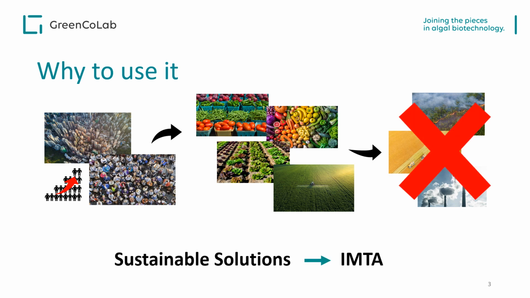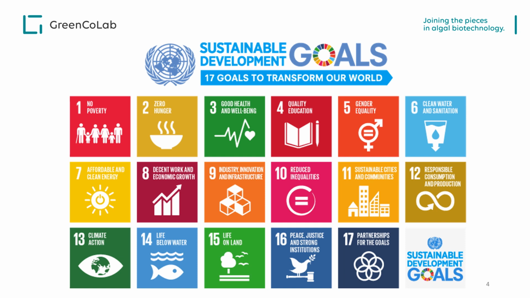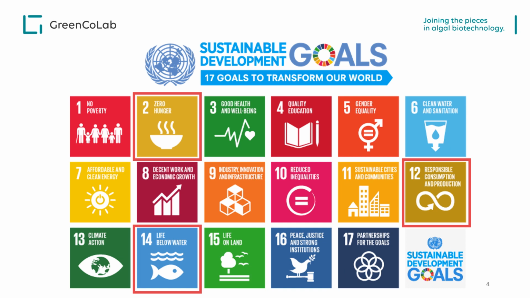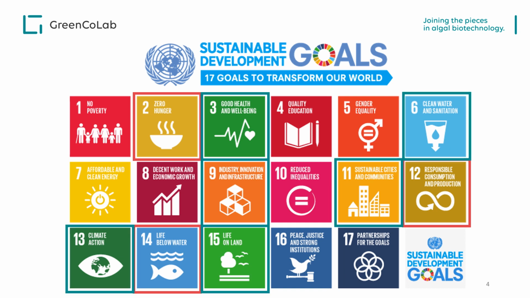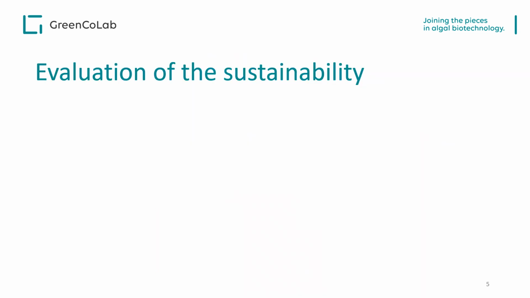For example, the ecosystem would be able to address several goals for the sustainable development of the world as defined by the United Nations, such as zero hunger, life below water, and responsible consumption and production. Furthermore, it could have an indirect positive impact on several other goals, as, for example, good health and well-being, clean water and sanitation, sustainable cities and communities, and others.